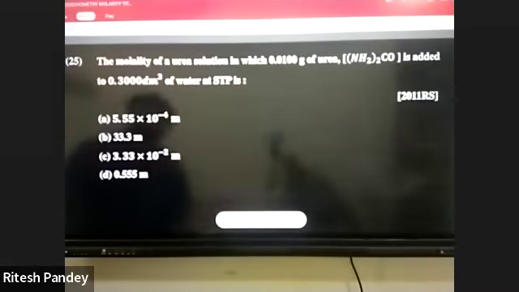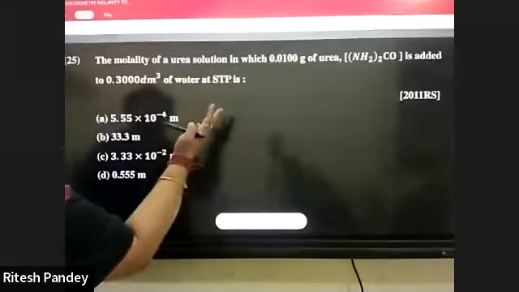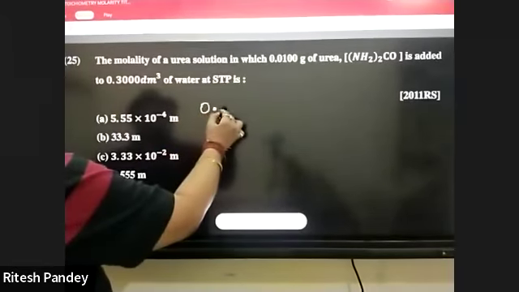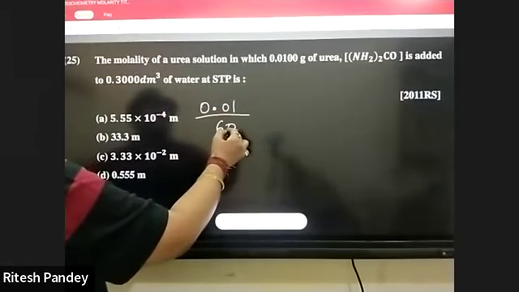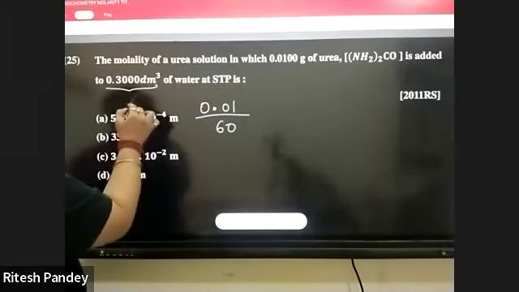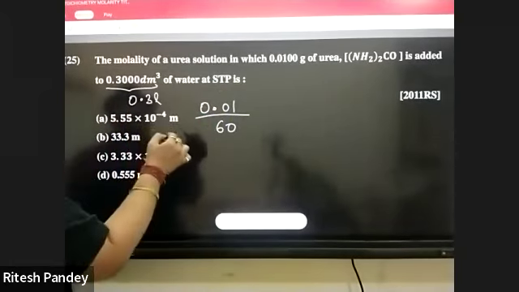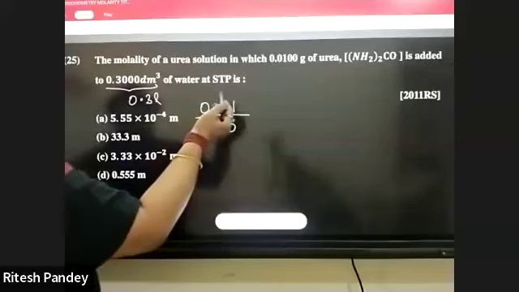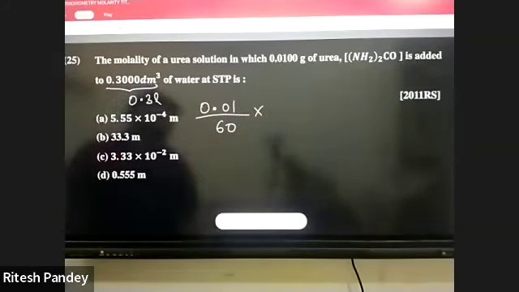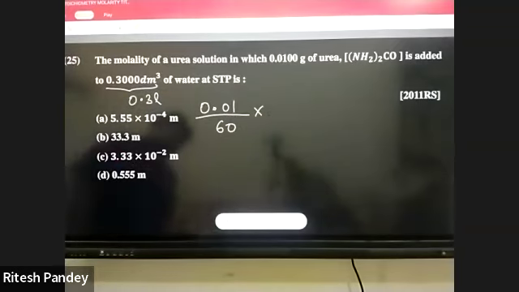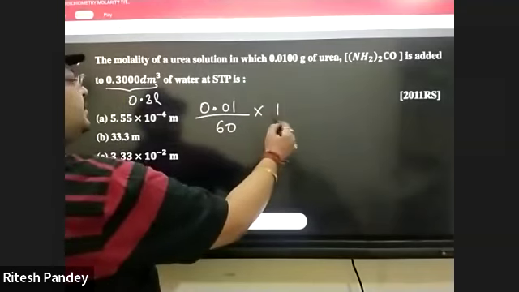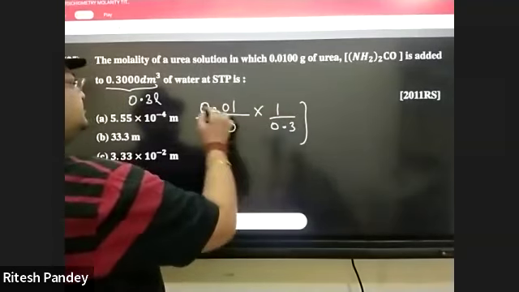25 molarity of urea added to 2.3 liter of water at SPS. How many grams? So molarity will be like 0.01 upon 6, which is the molecular weight, number of moles. 0.3 decimeter cube is 0.3 liter, in 1000 gram, assuming density of water is 1 gram per liter, this will be into 0.3 only, into 1 by 0.3. It happens like this, look, children.